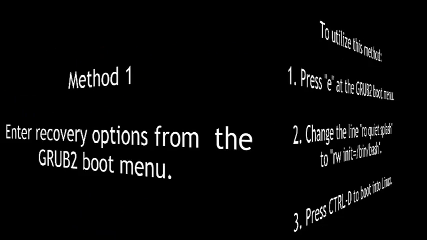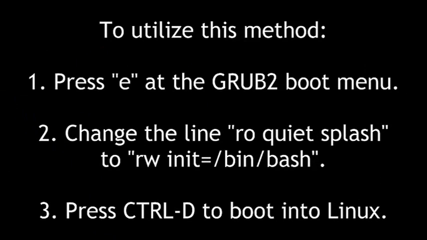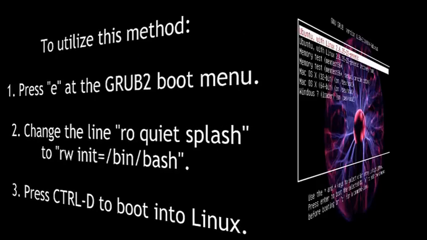Method 1. Enter recovery options from the GRUB boot menu. To utilize this method: 1. Press E at the GRUB boot menu. 2. Change the line ro quiet splash to rw init=/bin/bash. 3. Press Ctrl+D to boot into Linux.